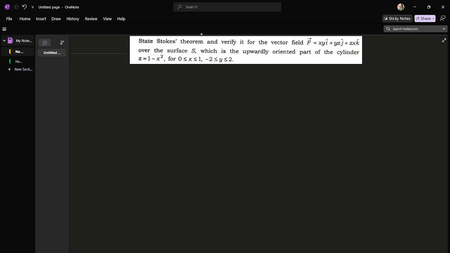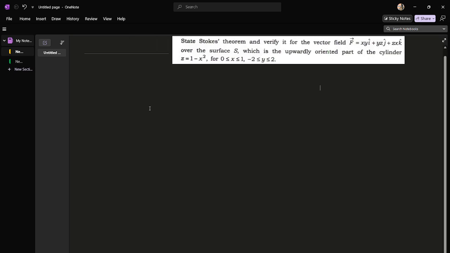So the question asks us to state the Stokes theorem firstly, and then we have to verify it for the vector field F equals to xy i cap plus yz j cap plus zx k cap over the surface S, which is the upwardly oriented part of the cylinder z equals to 1 minus x square for 0 less than equals to x less than equals to 1 and minus 2 less than equals to y less than equals to 2. This can be a rectangle, no? Yeah, okay. So firstly, what does our Stokes theorem say?